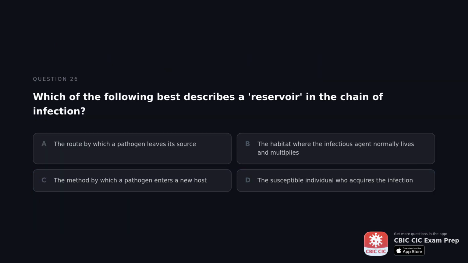Which of the following best describes a reservoir in the chain of infection? A. The route by which a pathogen leaves its source. B. The habitat where the infectious agent normally lives and multiplies. C. The method by which a pathogen enters a new host. D. The susceptible individual who acquires the infection.